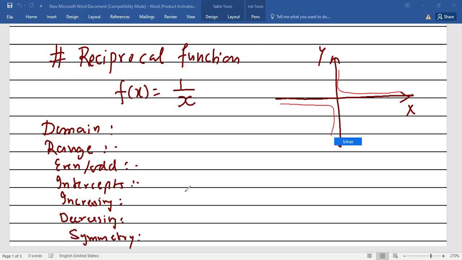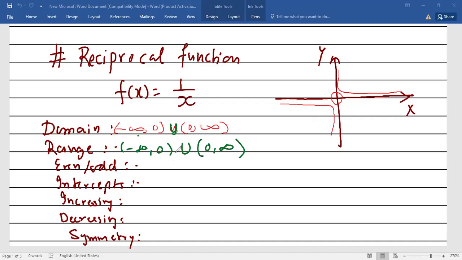So the domain is negative infinity to infinity, right? Or is there like a hole here? There is a hole here. So what would you put? Negative infinity to 0 and then 0 to infinity, because x cannot be 0. So we have to avoid that one. Now, what will be the range? The range will be negative infinity to 0 and then 0 to infinity. Yes, same thing.